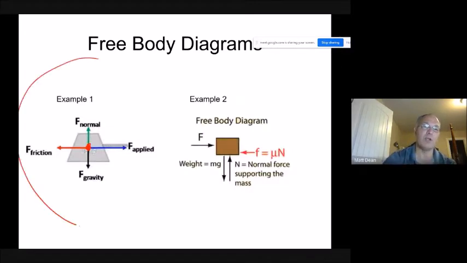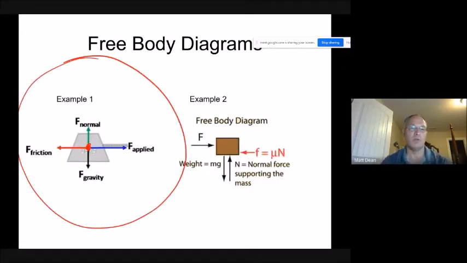This is the example we're going to use the most in this course. So think of the object as like a dot or a box, and then you're going to draw in each force that acts on that object. So let's just say this is like a box sitting on a table.